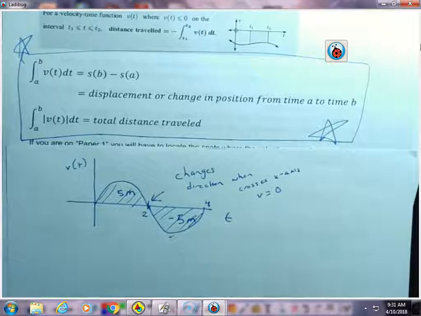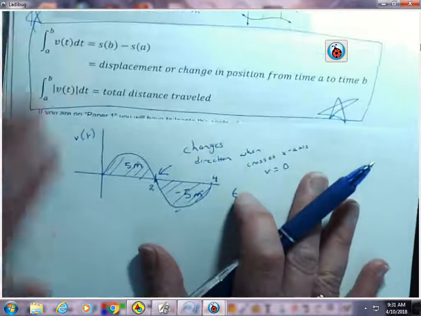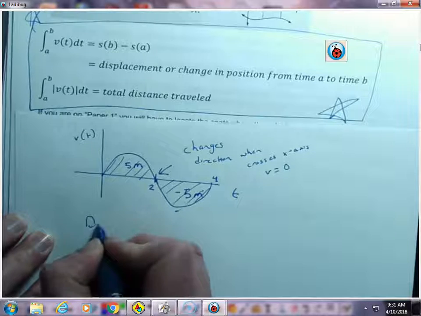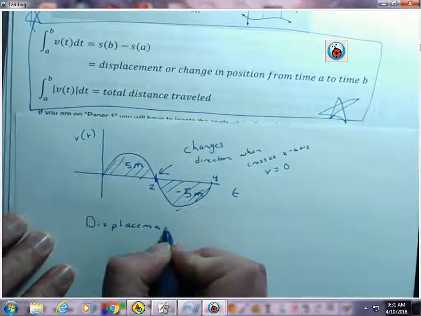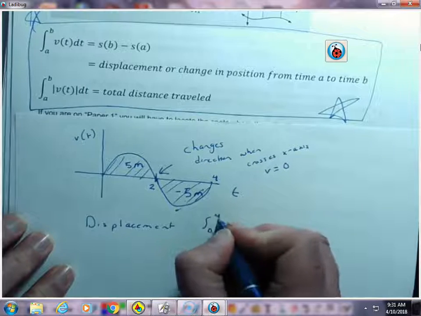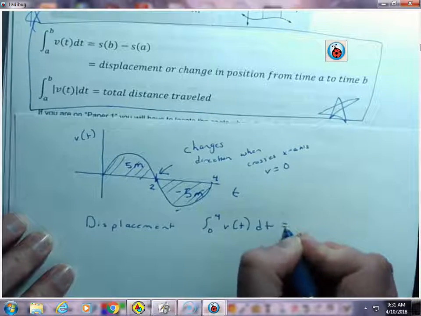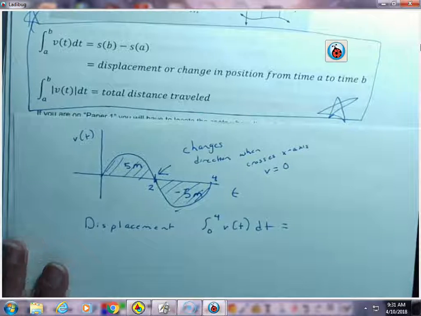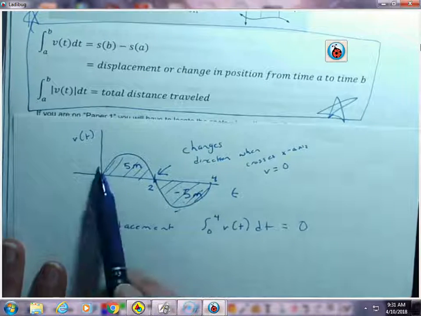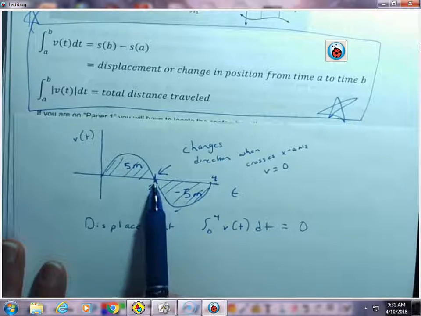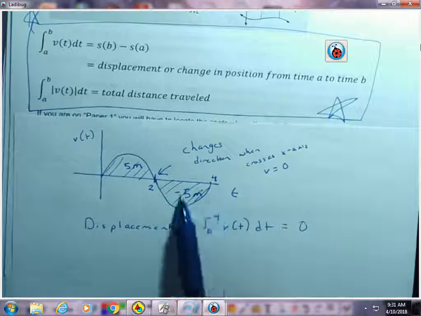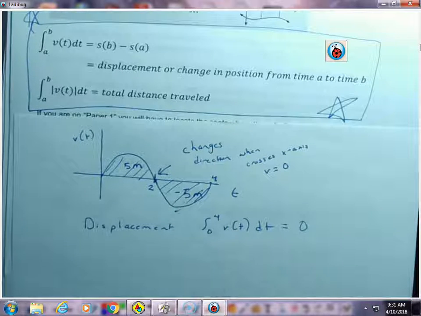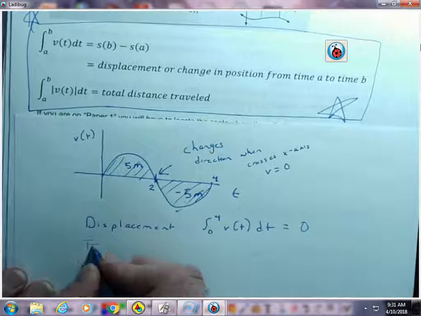Okay, the area under the curve is giving you the distance that you traveled. So on this particular problem, if I asked you for a displacement, all you have to do is integrate the curve that I gave you. And when you integrate this curve, what are you going to get? Zero. Because this will give you 5. The integral from 0 to 2 is 5. The integral from 2 to 4 will be negative 5. Whatever that area is, remember that if it's under the curve, the integral is negative, even though the area is positive.